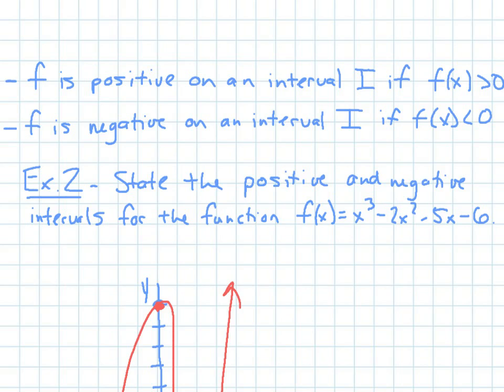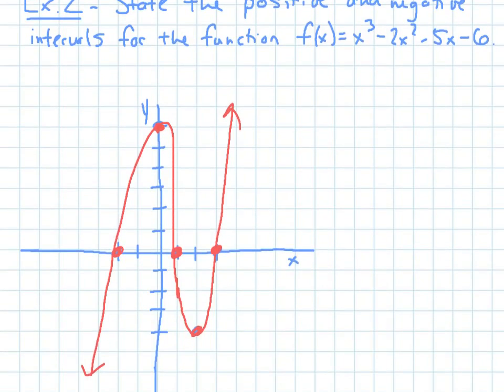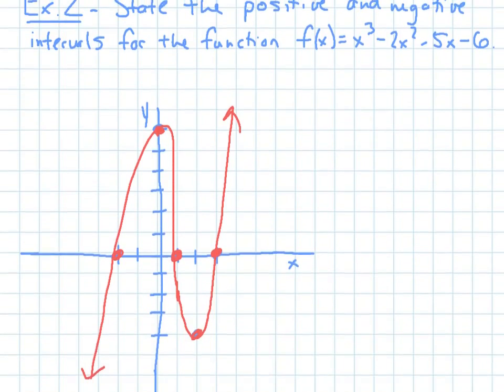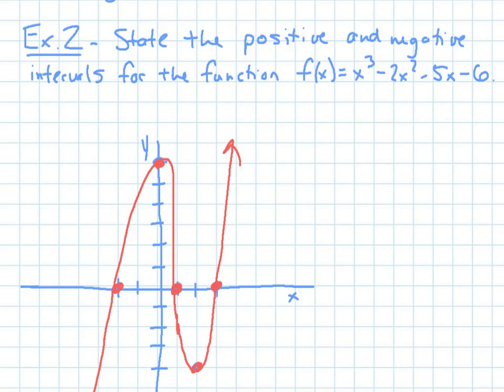The next part is talking about when your function is positive and negative. So f is positive on an interval I if f of x is greater than 0. F is negative on an interval I if f of x is less than 0. So here I have sketched the graph as well using my graphing calculator, and I have located, more importantly for this one, where my zeros or my x-intercepts are.